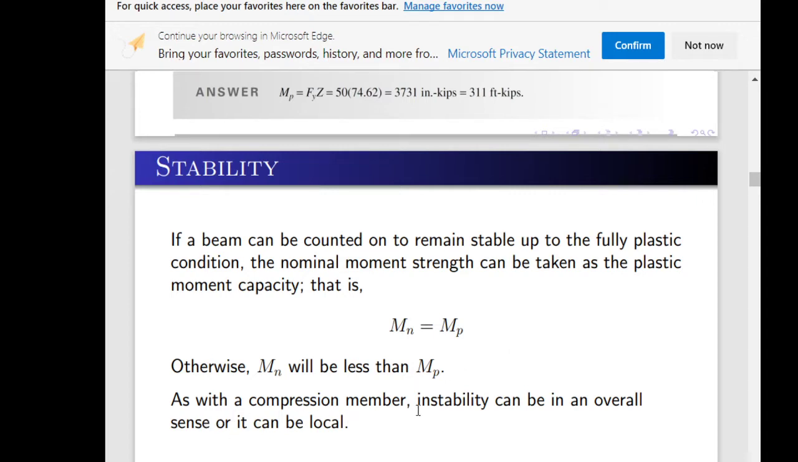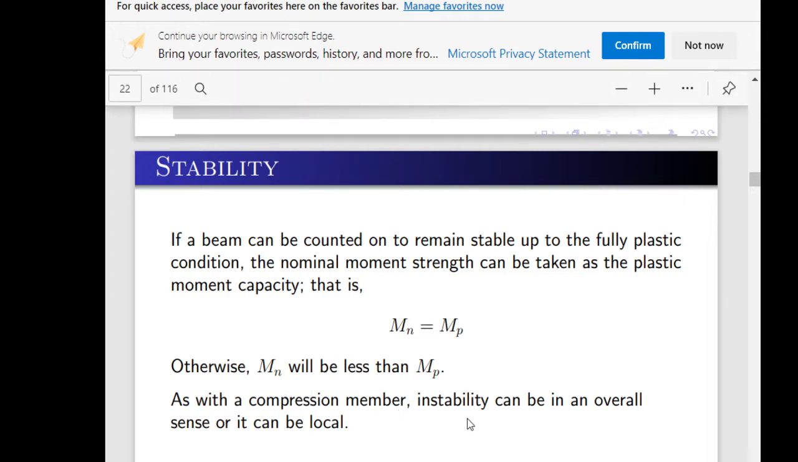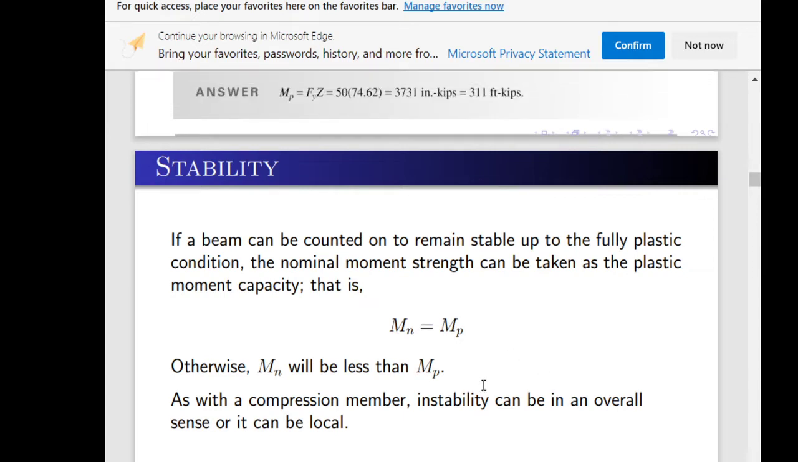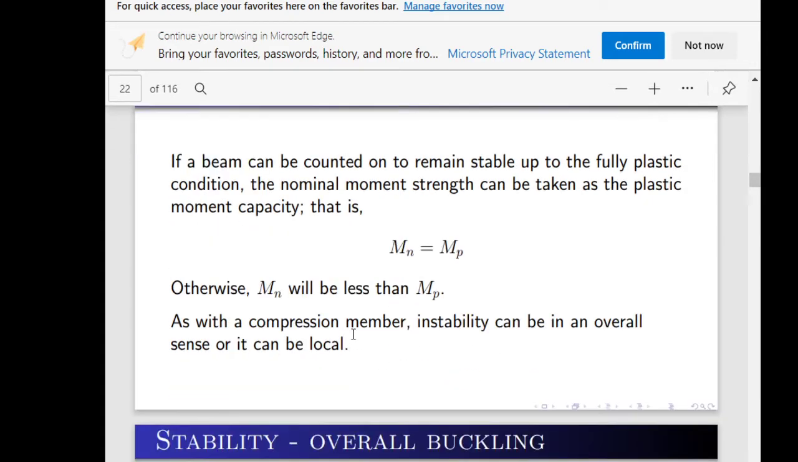As with a compression member, instability can be in an overall sense, or it can be local. Remember, in your topic of compression member, we have the different instability of column. We have the global instability, and we have also the local. Remember those topics from the midterm.